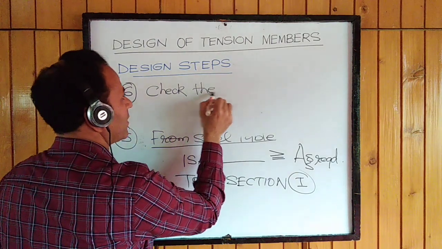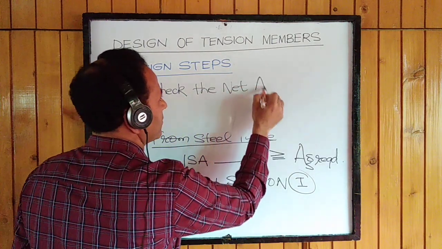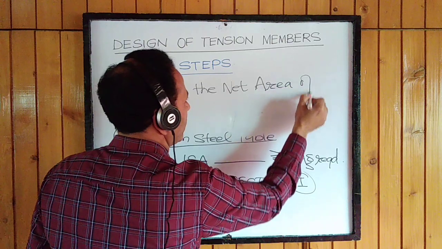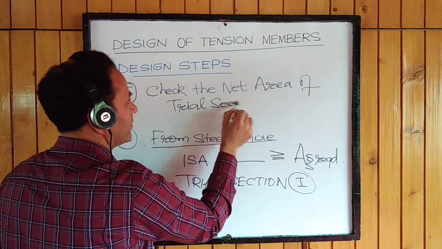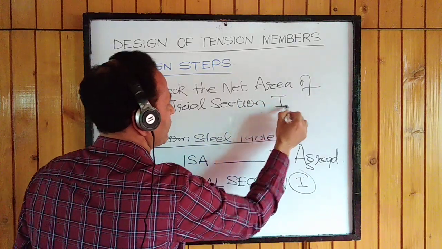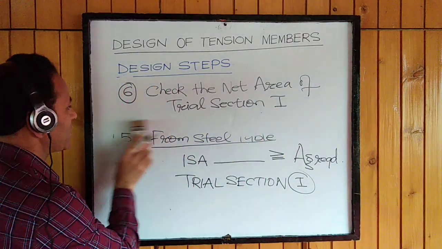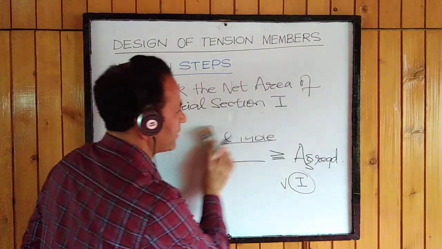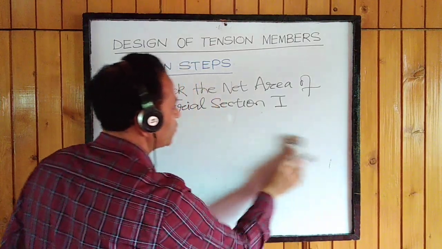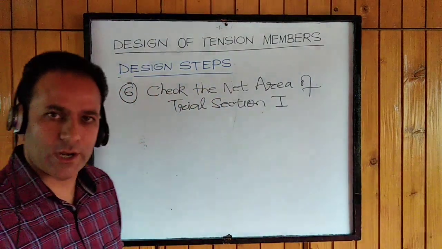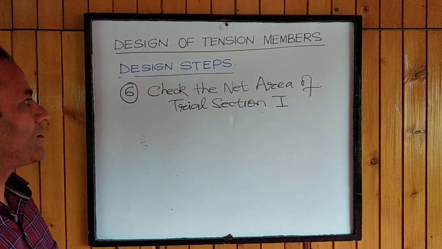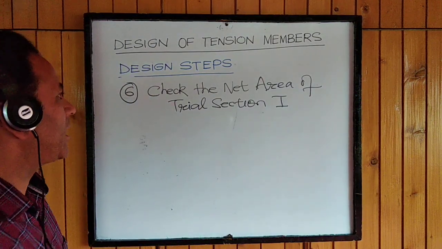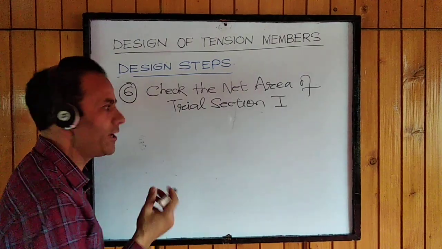Then in the next step, the sixth step, we check the net area of trial section 1. For this particular trial section, we check its net area now, putting it to our conditions. We know whether we are going to use a riveted end connection or a welded connection. As per that, we check this section for the net area available after all sorts of deductions.